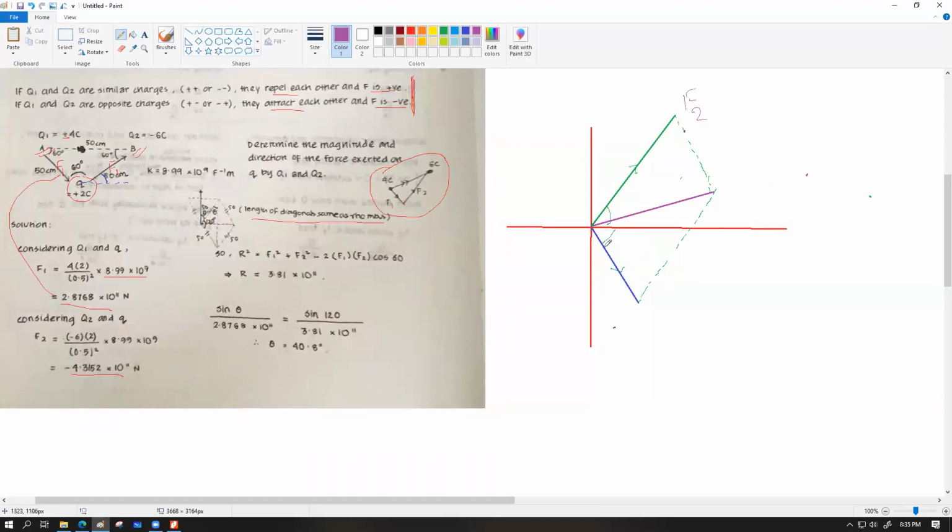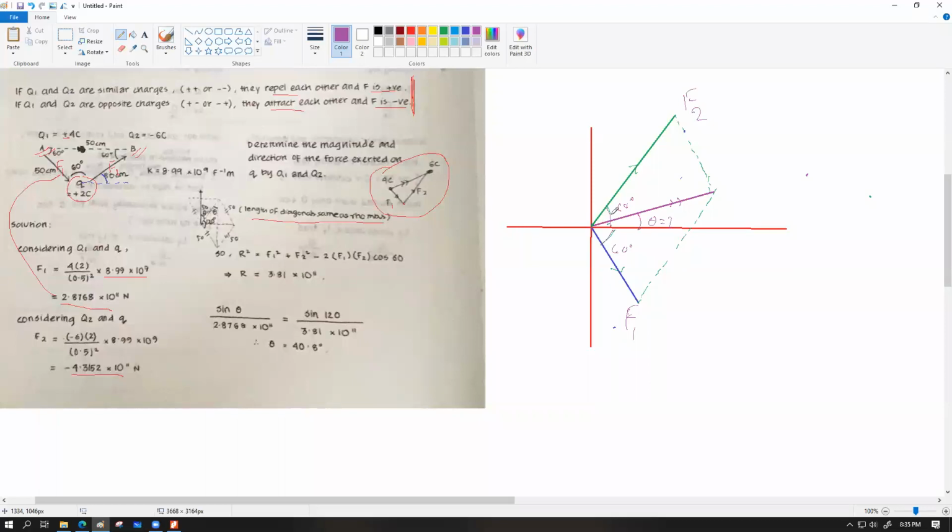This was our F2, this was our F1, this is our 60 degree, and this big angle is also 60 degree, and we do not know how much this is. So this angle is theta. We want to know how much this is, and we also want to know how much this is. Now this is the diagonal of a parallelogram.